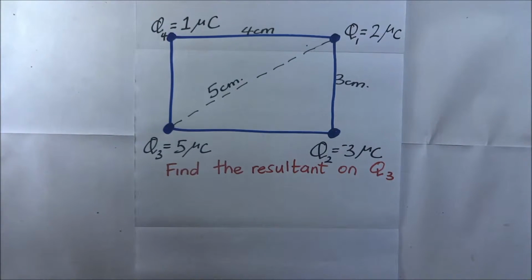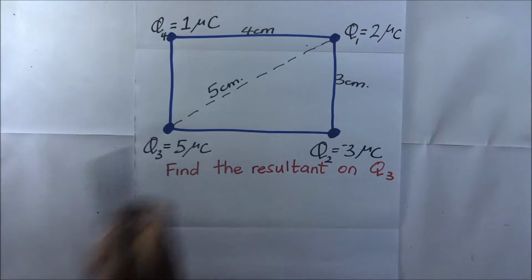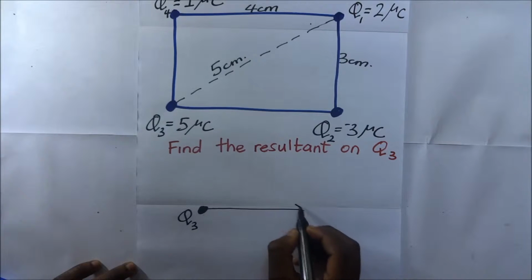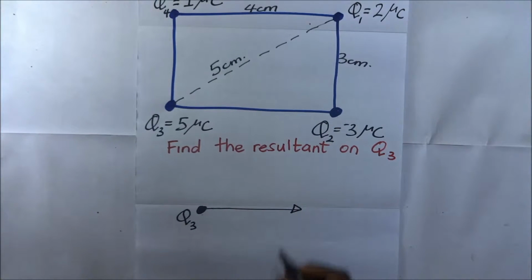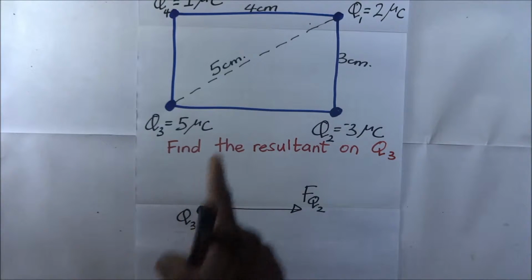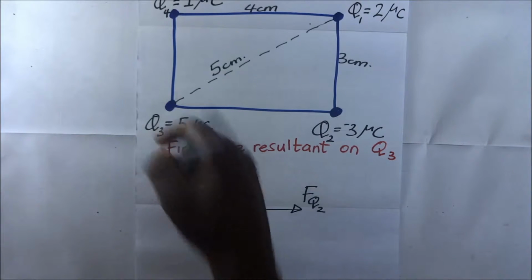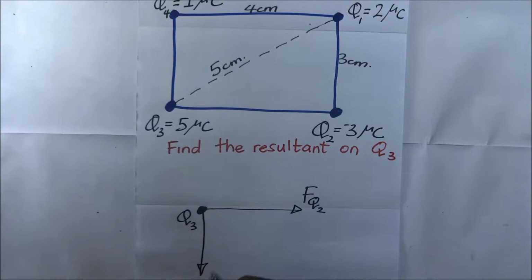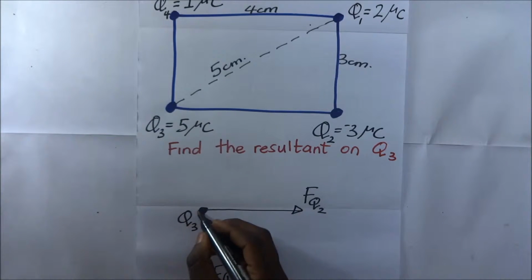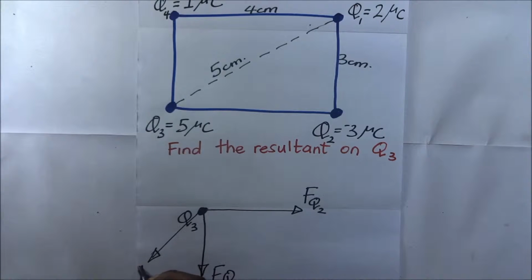And so with that kind of analysis, we'll end up with the forces on Q3 in these kinds of directions, like this. We have the force due to Q2 in that direction. We have the force due to Q4 moving downwards. And then we have this in this direction, the force due to Q1.